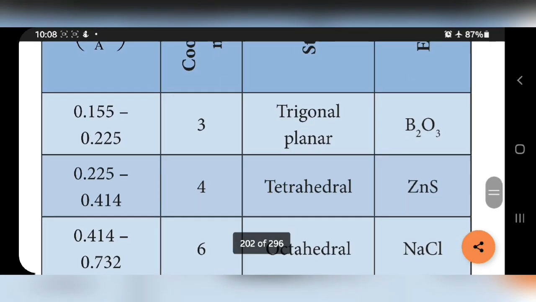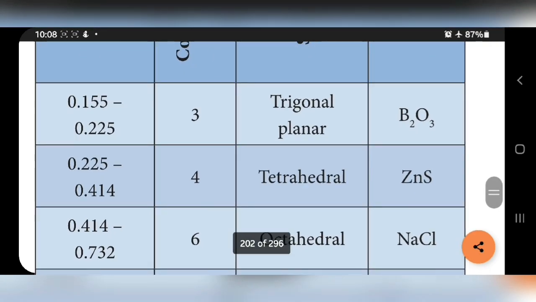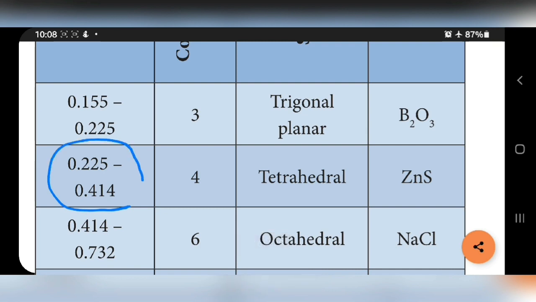If the radius ratio value is 0.225 to 0.414, the coordination number for that is 4. Coordination number 4 means its structure is tetrahedral. Example is zinc sulfide.